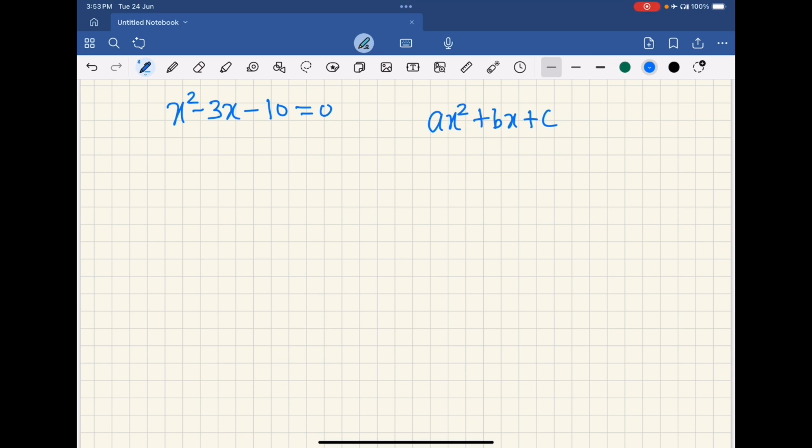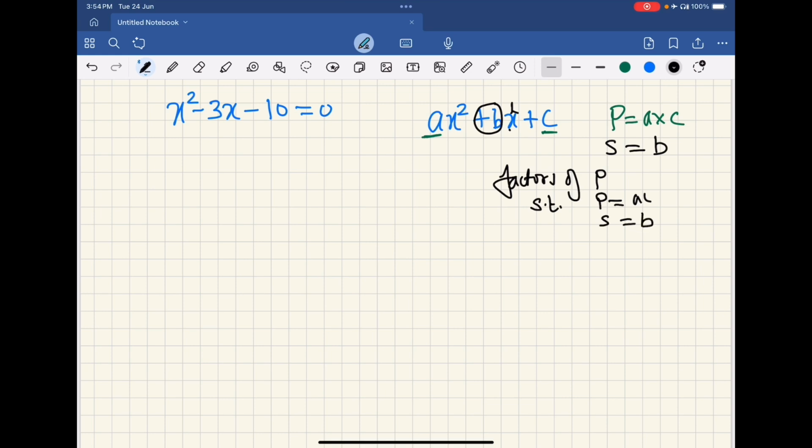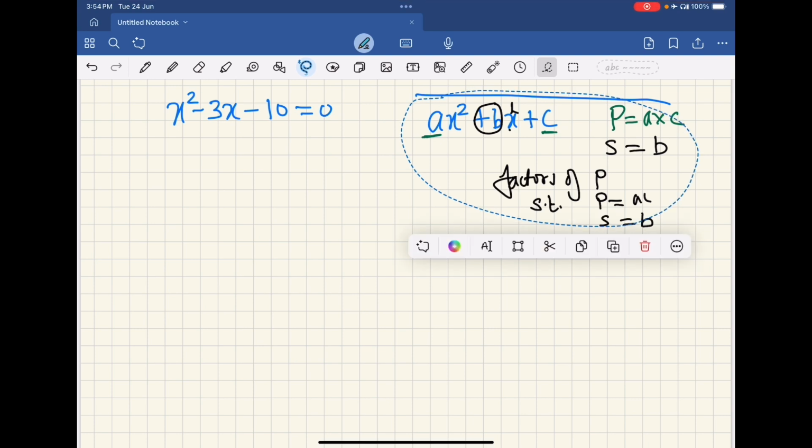सो कोएफिशिएंट ऑफ x जो कि a है एंड कांस्टेंट जो कि c है, वो बन जाता है प्रोडक्ट। सो प्रोडक्ट इज a into c एंड कोएफिशिएंट ऑफ x, यानी आप x को हटा दो, बाकी क्या बचा? b। सो वो बन जाता है सम। अब हमने क्या करना है, हमको चाहिए फैक्टर्स ऑफ प्रोडक्ट such that प्रोडक्ट इज ac एंड सम इज b। ओके, और इसमें हम साइंस जो होते हैं प्लस और माइनस, दीज आर इंपॉर्टेंट, तो हम उसका ध्यान रखेंगे। सो लेट अस नाउ डू दिस.